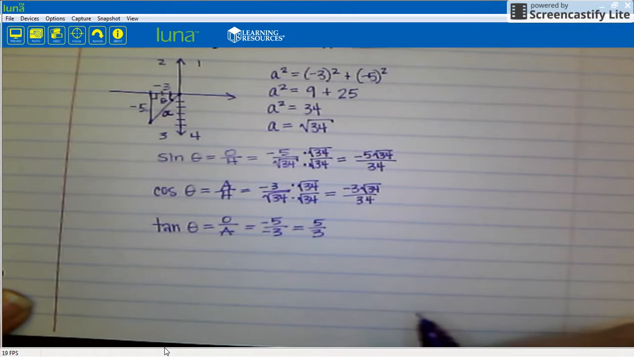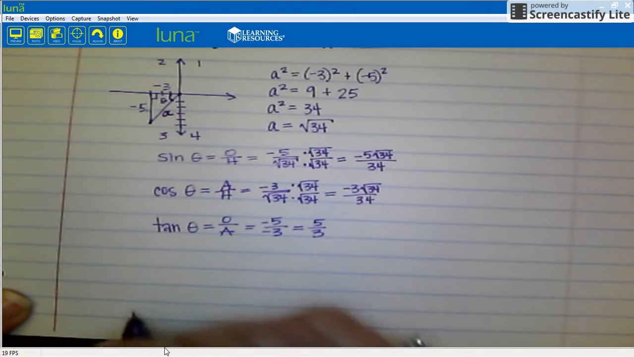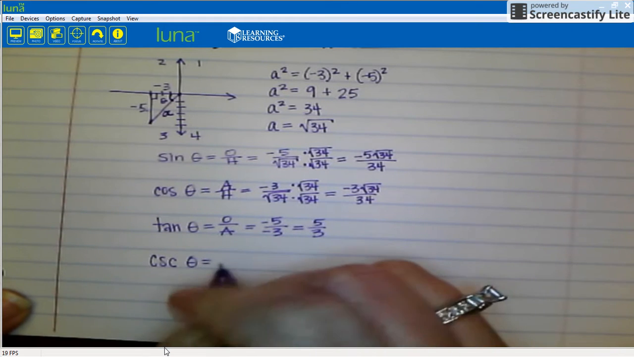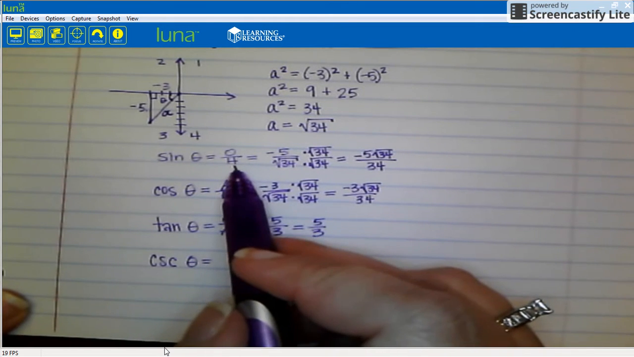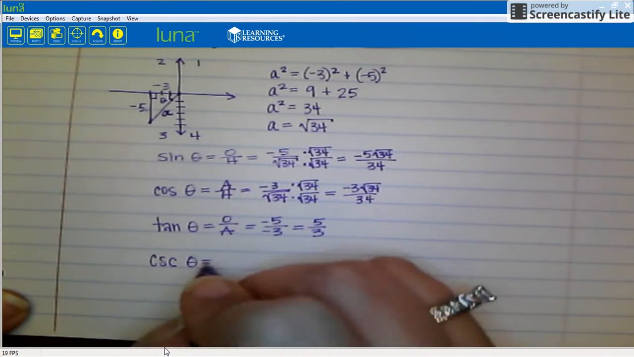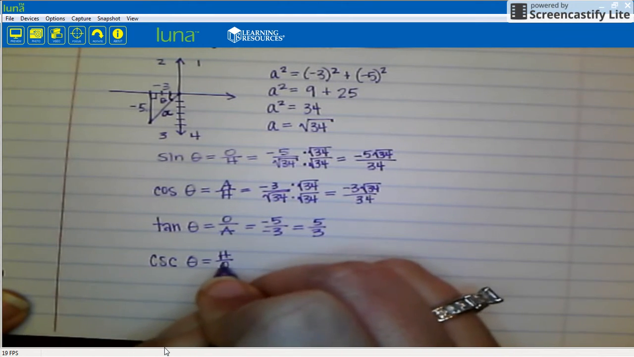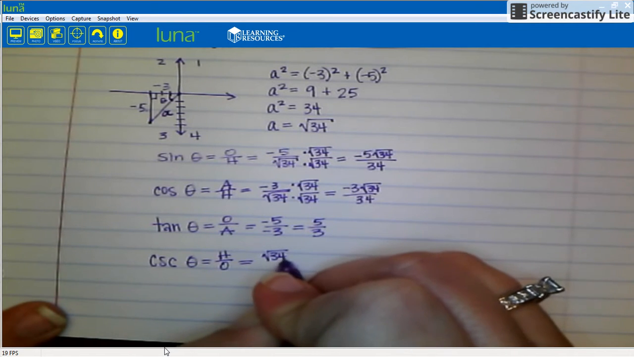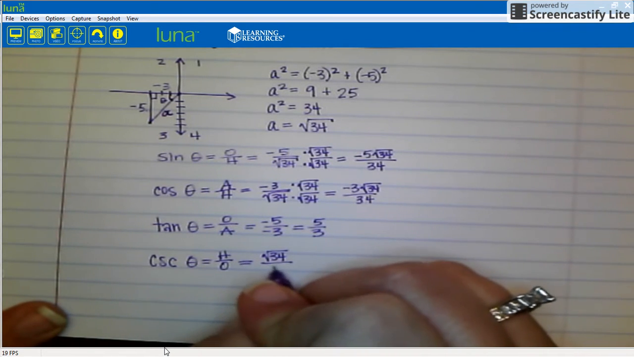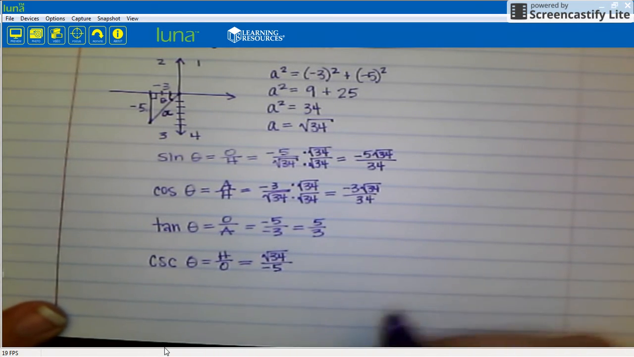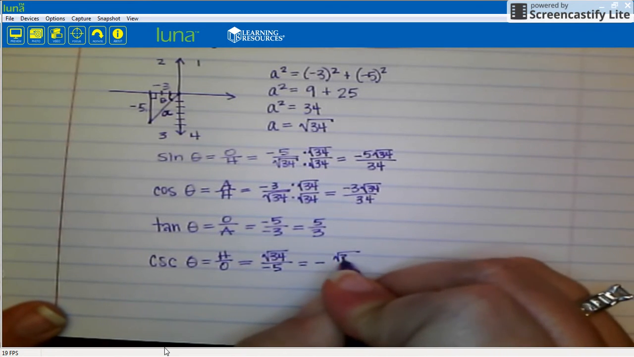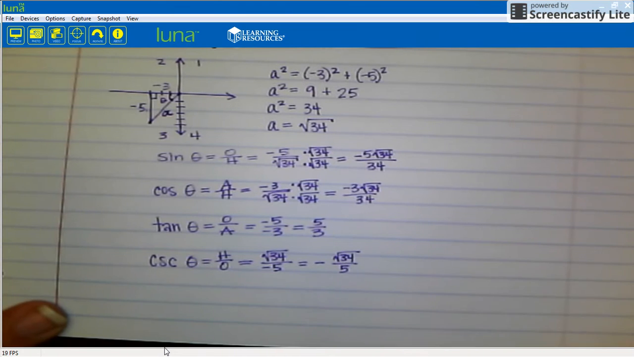And with our reciprocal functions, we have the cosecant of theta is equal to, instead of your opposite over your hypotenuse, it's going to be hypotenuse over opposite. So I have the square root of 34 over negative 5, which if I simplify that down into something that's easier to look at, this will be negative square root of 34 over 5.